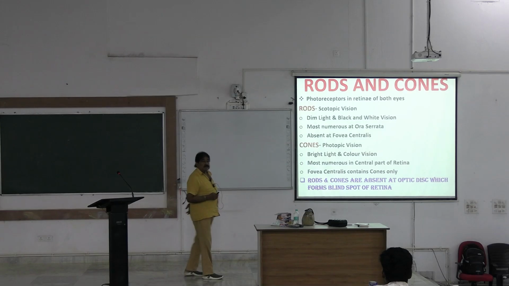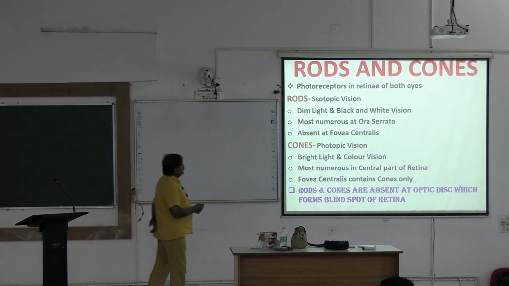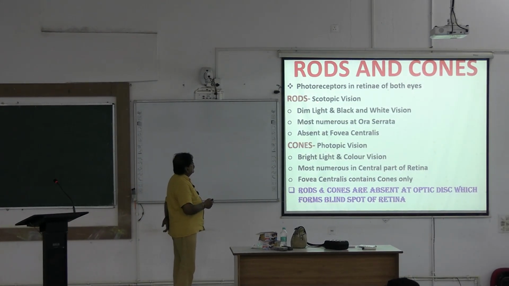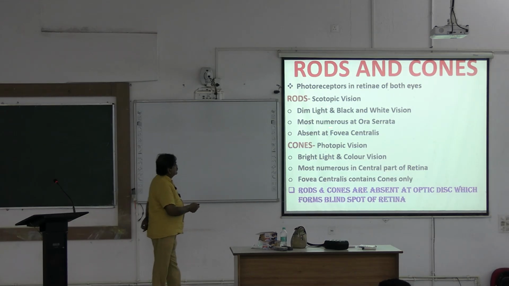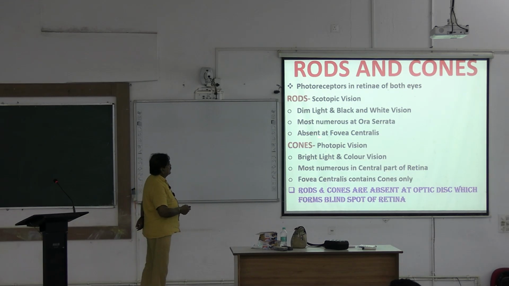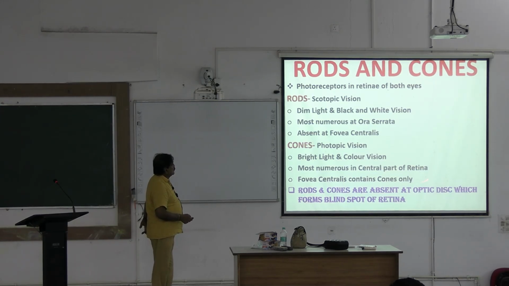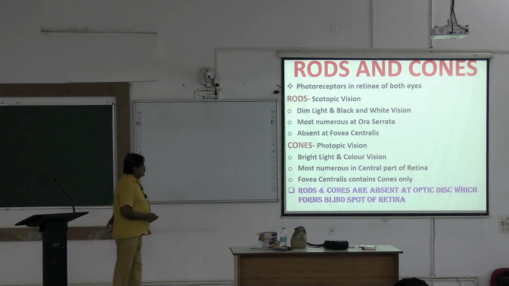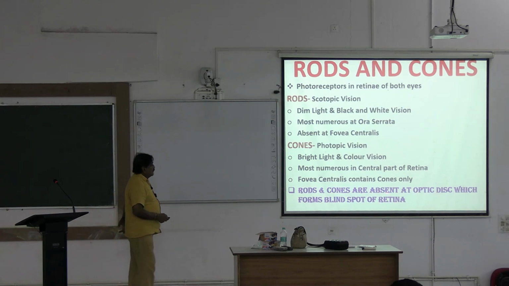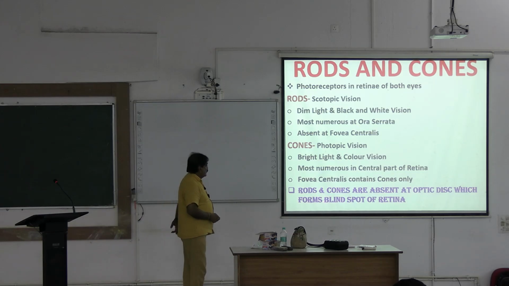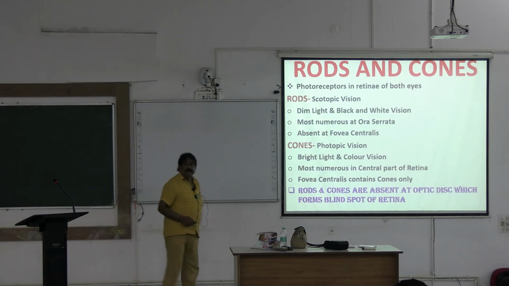Now, rods and cones. Photoreceptors in the retina of both eyes. Rods: scotopic vision, dim light and black and white vision, most numerous at the ora serrata, absent at the fovea centralis. Cones: photopic vision, bright light, color vision, most numerous in the central part of the retina. Fovea centralis contains cones only. This is important. Rods and cones are absent at the optic disc, which forms the blind spot of the retina.